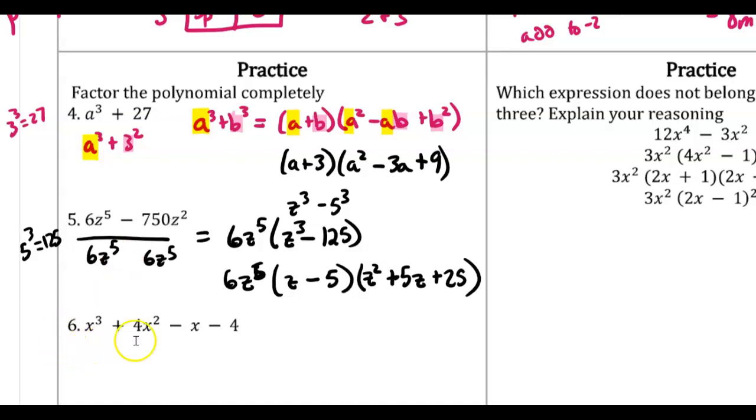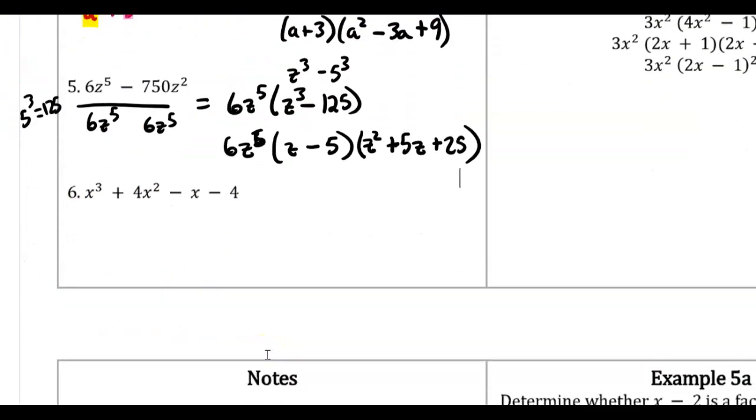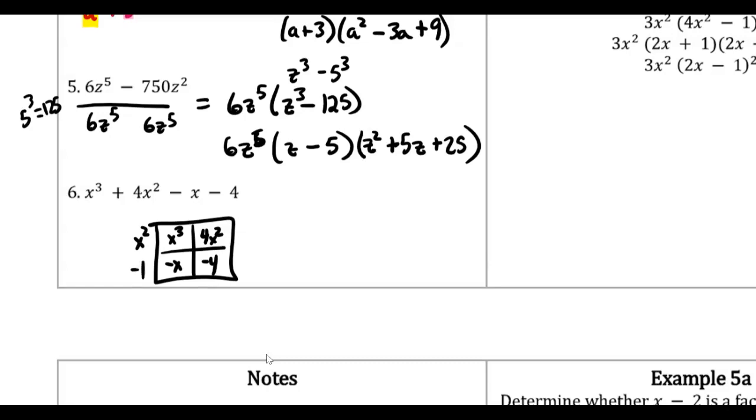So on 6, I see it has 4 terms. I would do factor by grouping. That's where I'll just get it set up for you. You go straight to the box and you figure out the GCFs. So then I pull out x squared minus 1. Here I'd have x plus 4.